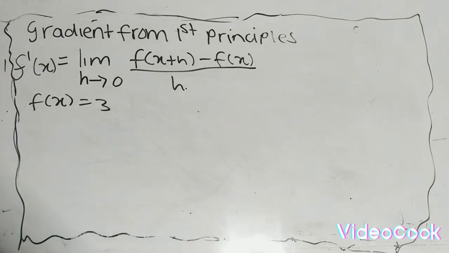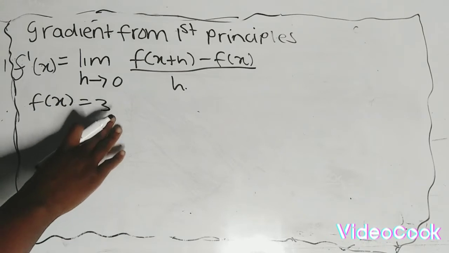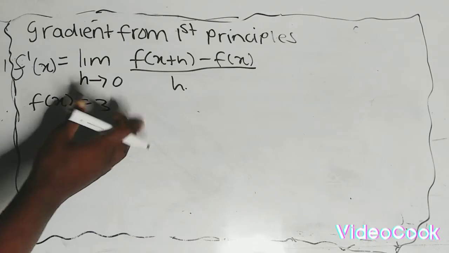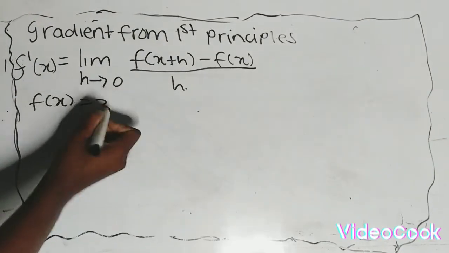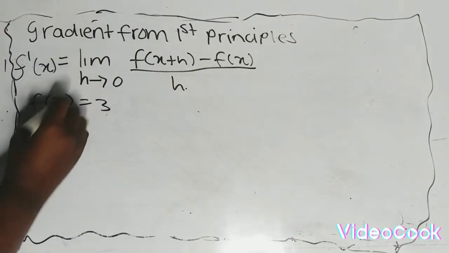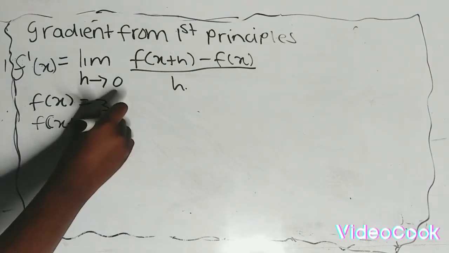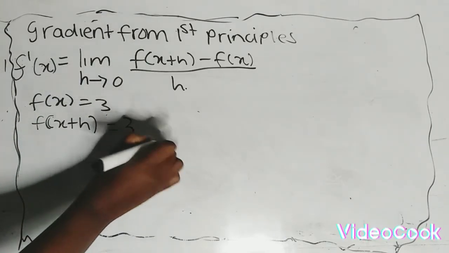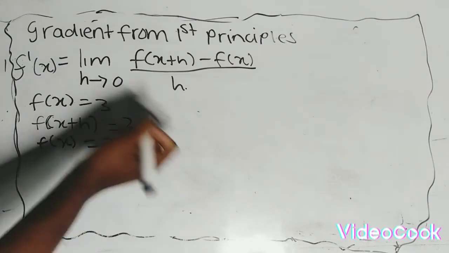I'm sure you can see 3 is a constant. There's nothing to do with x there. So at the end of the day, our f of x plus h will remain as a 3. And our f of x will just become a 3 again. So we are saying f of x plus h is just going to be 3, because we don't have the value for x there. 3 only. And then our f of x is also a 3.